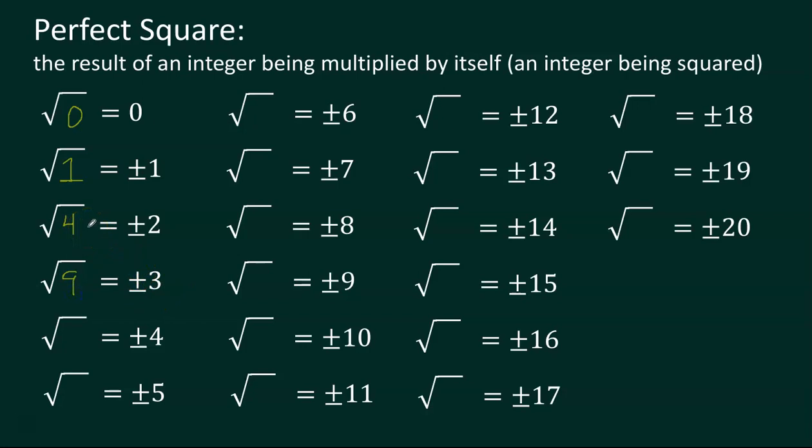Remember, you're thinking about what number multiplied by itself gives you 4. Well, 2 multiplied by itself gives you 4. So if you're trying to come up with this number, you can just take this number and square it. So negative 4 times negative 4 gives you 16. Or you could think of the positive one. 5 times 5 is 25.